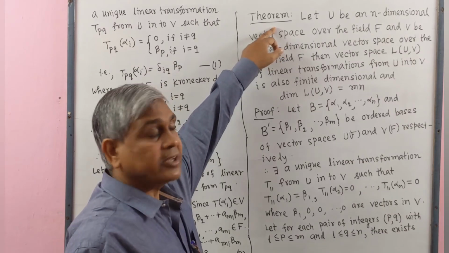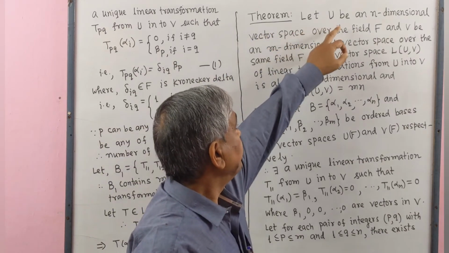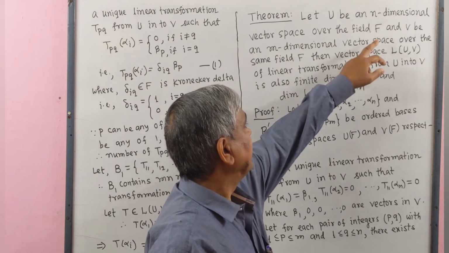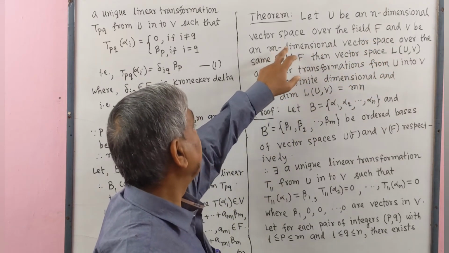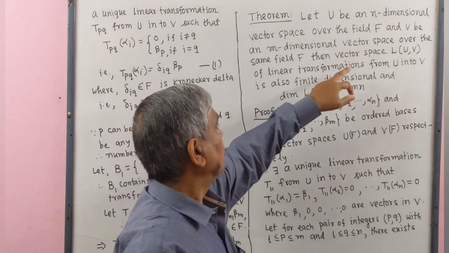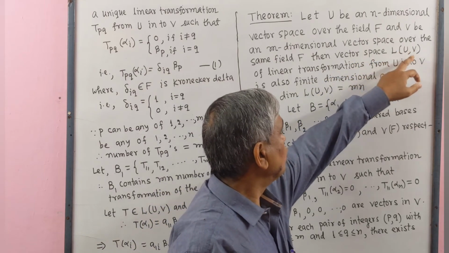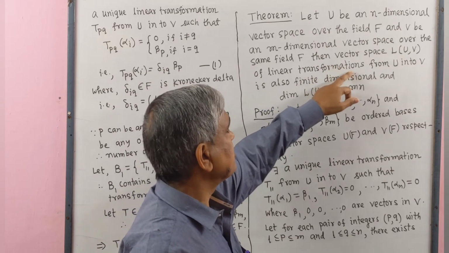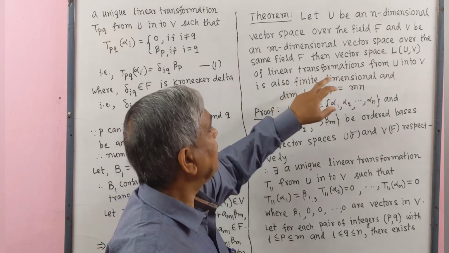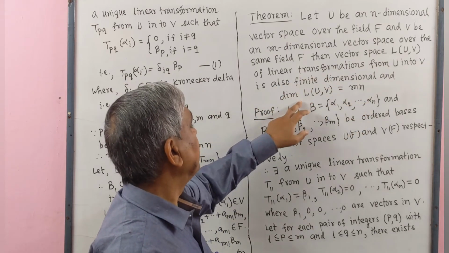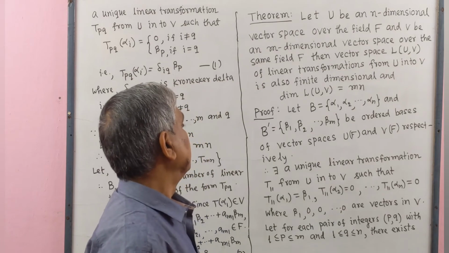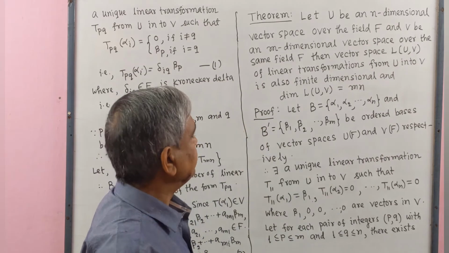Now we prove the next theorem. Let U be an n-dimensional vector space over the field F and V be an m-dimensional vector space over the same field F. Then the vector space L(U, V) of linear transformations from U into V is also finite dimensional and the dimension of L(U, V) equals m multiplied by n.